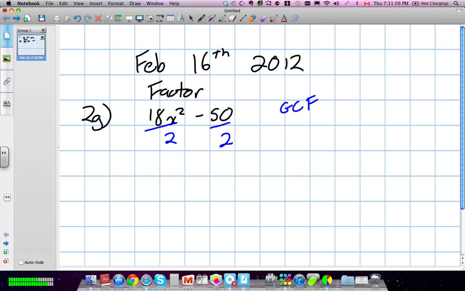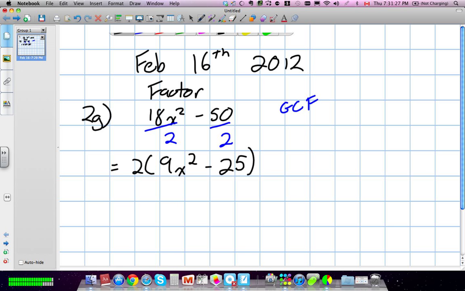So take 2 out of this. What would the next line read? The next line would be 2 bracket, 9x squared, minus 25. Good. And what's key here is, remember what we talked about, the difference of squares.